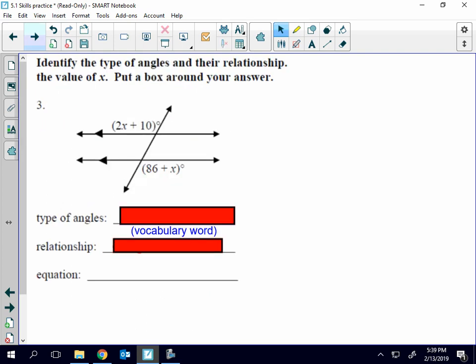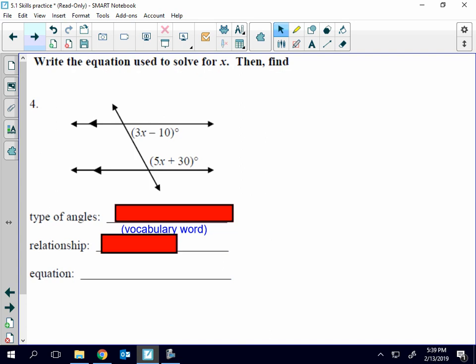Okay, number 3, I'm going to let you do that one on your own. So you can pause the video or do it later, whatever. It needs to be done by the time we turn them in. Let's look at number 4. So make sure you're on number 4, please.